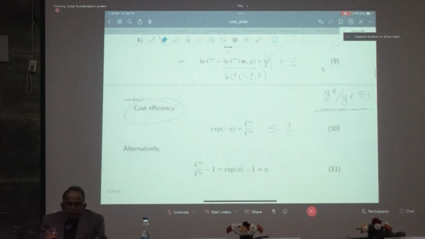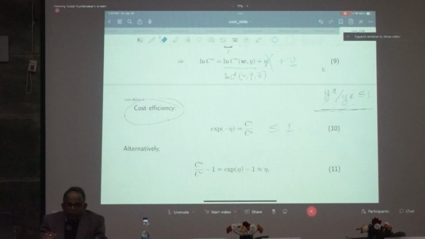Alternatively, what is the meaning of that? If you take this minus 1, that is approximately equal to eta. That means it shows there is a percentage increase in cost because of inefficiency. And again, the intuition is that if every input is increased by a certain percentage because of inefficiency, cost is going to be increased by exactly the same percentage. So this is what is happening. After doing all the math, it's obvious, right? And that's what it is.